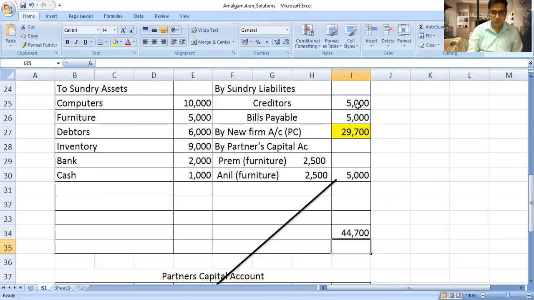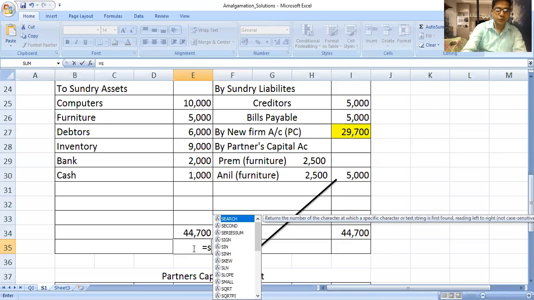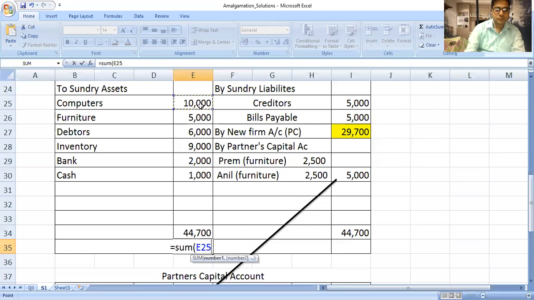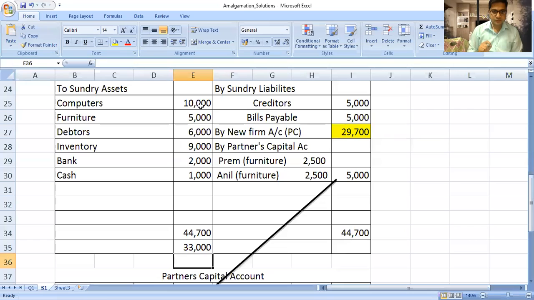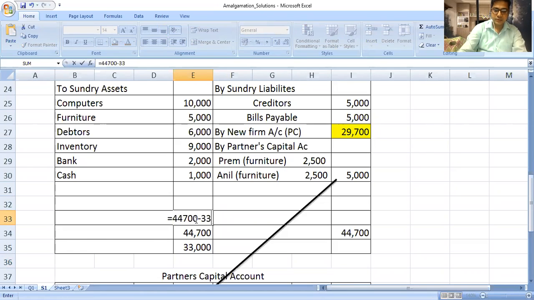Total will be 44,700. Here also we have to record 44,700. If you see the debit side total, it is only 33,000 and the credit side total is 44,700. So we have to find out 44,700 minus 33,000.